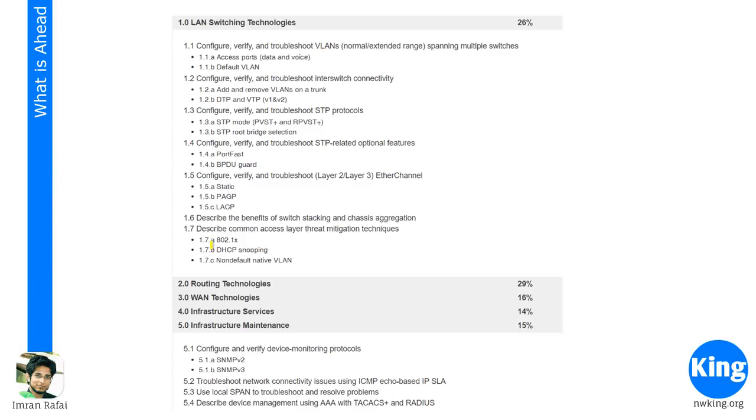So what are we going to look at today? Today we're going to look at 1.7a, that is 802.1x, and we will look at 5.4, that is describe device management using AAA and TACACS+ and RADIUS. Now, compared to some of the other topics that we discussed earlier, both of these are describe topics. That means Cisco does not expect you to know the configuration, or to know these topics in depth. This is going to be more of theory so that you know what all these mean.